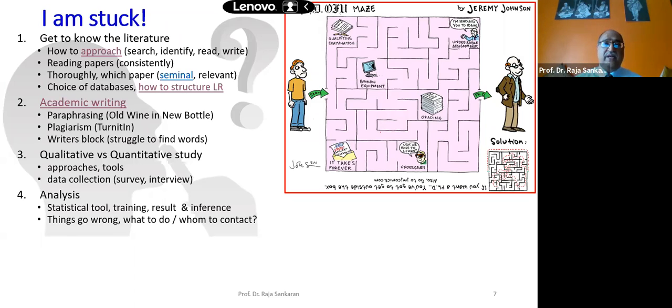It could be in the conceptual model. For example, if I'm using a second order construct, it's not simply because I've created a conceptual model, but I need to prove it statistically as well. Why am I using a second order construct as part of my structural equation modeling? So there are stages at which things can go wrong, and we should be in a position to understand what I should do if things go wrong. And if I get stuck, whom should I contact? Whom could I seek help from?